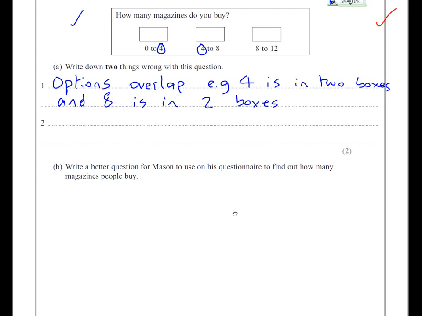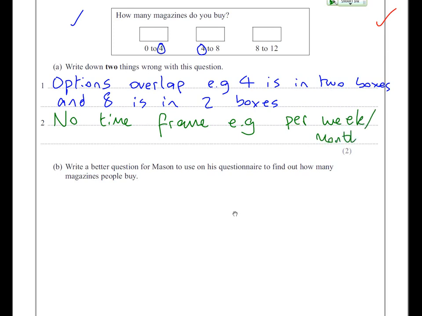The next thing is there's no time frame. How many magazines do you buy? How do I know if that's in your whole lifetime or if it's just in a day or in a week? No time frame. E.g., always give an example. I can spell frame, honestly. E.g., what were we going to say? Per week, stroke month.